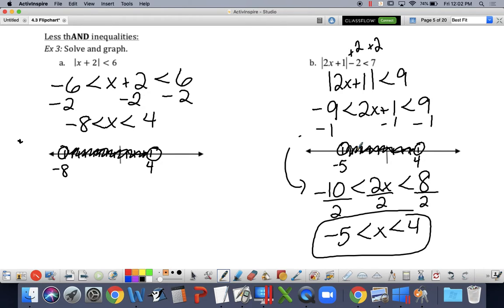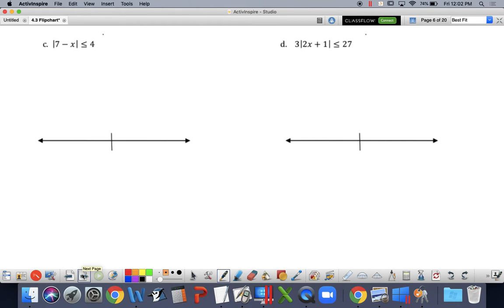Questions? Looking okay? All right, let's look at the next example, because of course I threw a wrench in this one. Something we'll have to remember about inequalities, which it may have been a while. First things first, I do have a less than or equal to, so now we'll be able to have some closed circles once we solve it. It is already isolated, so I can go right to setting up my compound inequality. I'm going to go negative 4 less than or equal to 7 minus x less than or equal to positive 4.